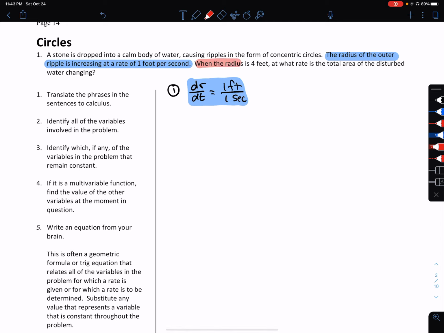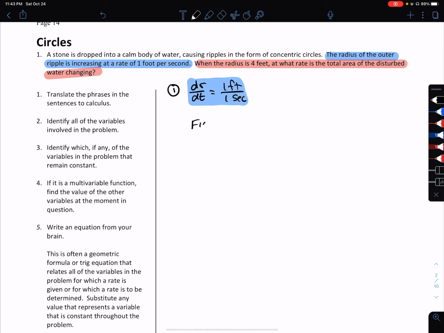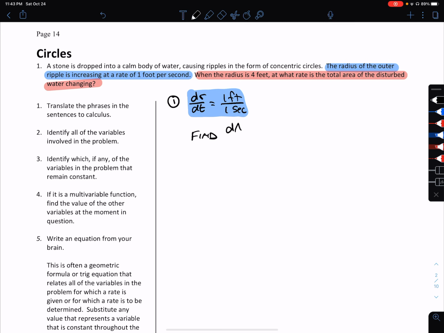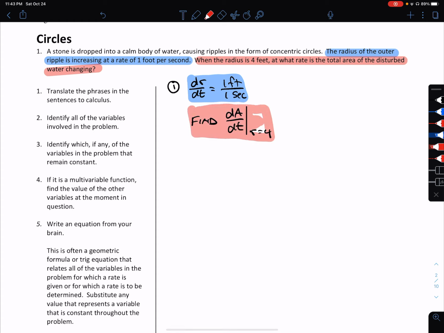Last sentence, when the radius is 4 feet, at what rate is the total area of the disturbed water changing? That is telling us that we need to find, it says at what rate is the total area. We need to find the change in the area with respect to time at a specific instance in time, and that instance is whenever the radius is 4 feet. Comes from right here. Whatever you're supposed to find is the catalyst for this entire problem. This tells us that we have to have some type of an equation that uses area.